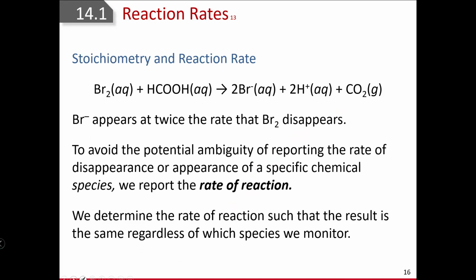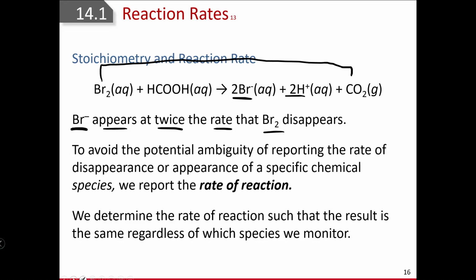So, stoichiometry and the reaction rate. Actually, I've already brought this up, and hopefully that'll help you remember this a little better. What we said was, when we look at our balanced chemical reaction, we can see the bromide is going to form at a rate twice as fast. It appears, because it's a product, the rate's going to be twice as fast as the bromine disappears. Same thing for the hydrogen ion. It's a 1-to-1 relationship, though, between bromine and carbon dioxide formed.